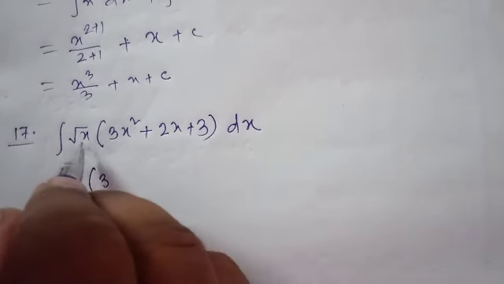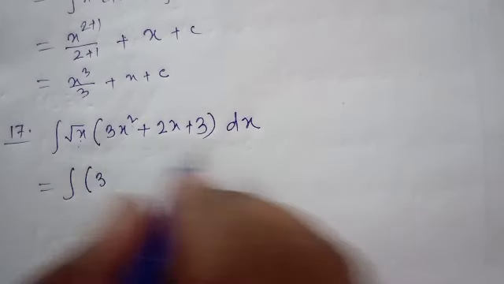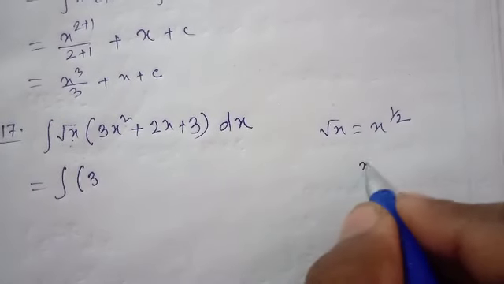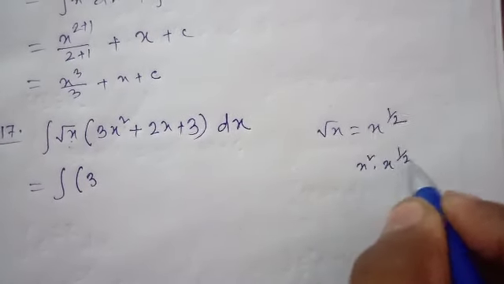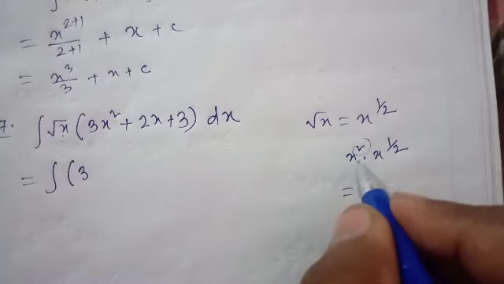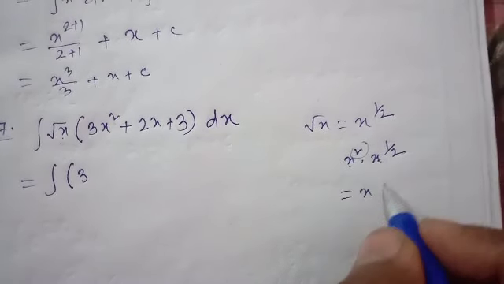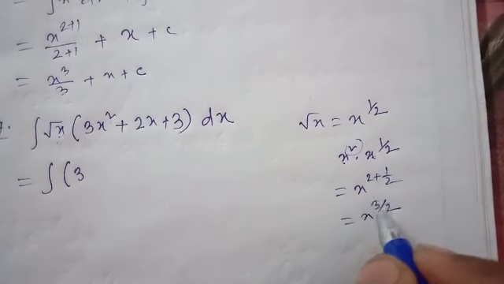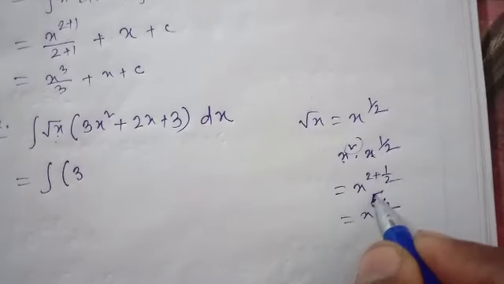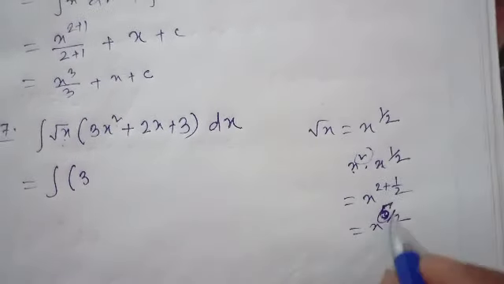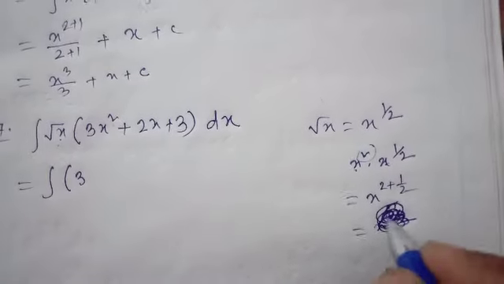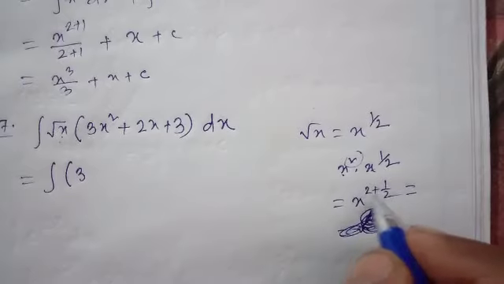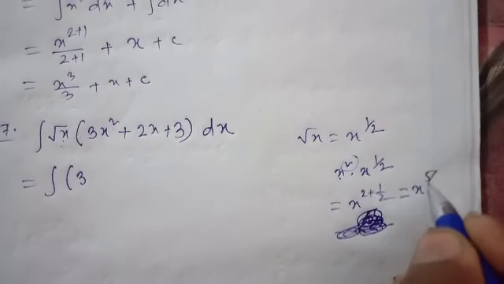3 into x square into root x. You can write root x as x to the power 1 by 2. So x square into x to the power 1 by 2, both bases are same, so you can add these two powers. So 2 plus 1 by 2, that means x to the power 5 by 2.